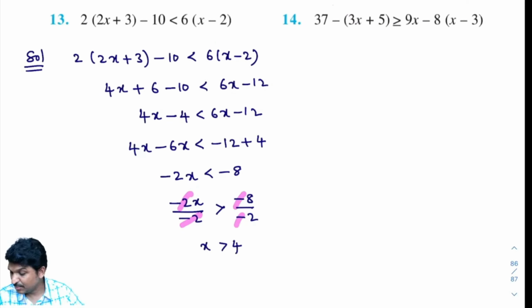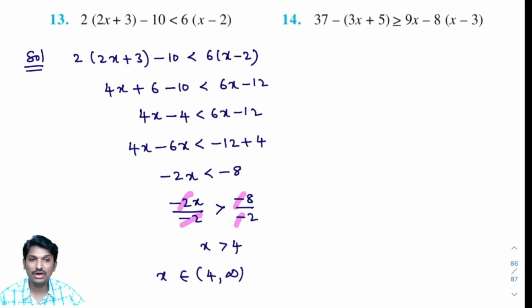That means the right hand side part of number 4, all are greater than 4. The left hand side part of number 4 on the number line, all are less than 4. Here I want x values which are greater than 4. So what is the solution I'll write? I'll write x belongs to open interval 4 to infinity. I hope you are all understanding.